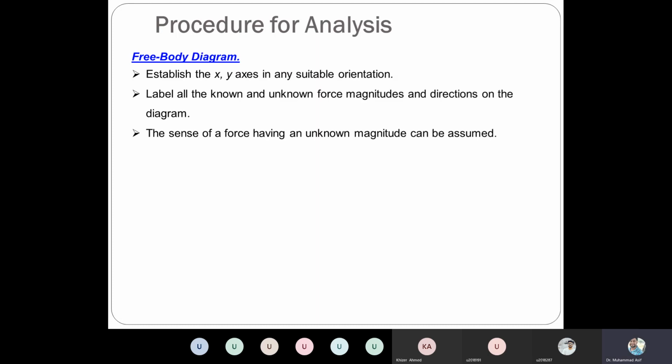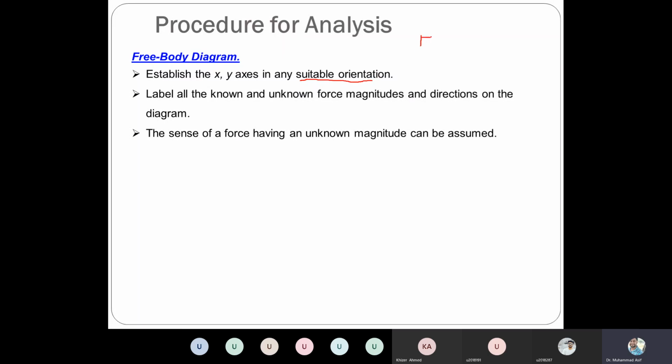Now, next is what is the procedure for analysis relating to equilibrium. First of all, for any type of question that is related to equilibrium or a force system, try to draw the free body diagram. In the free body diagram, the first step is to establish x, y axes in any suitable direction. Suitable direction means that it depends on the direction of the body.